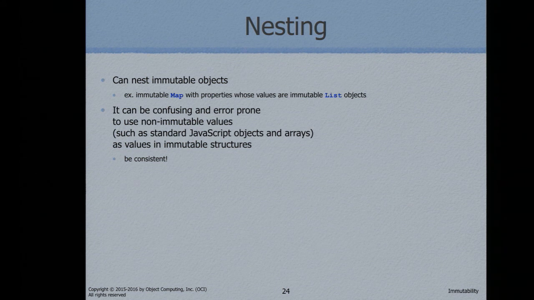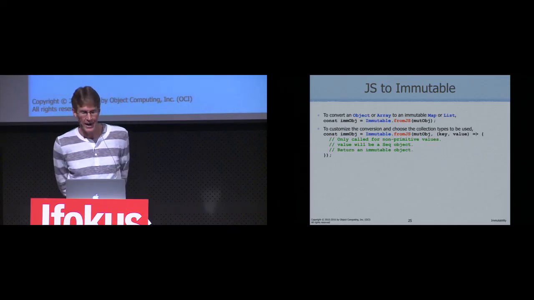So if I create one of these immutable maps, then it's a collection of key value pairs. The values can be any kind of value I like. It could be just a normal JavaScript array or a normal JavaScript object, but that's not really recommended because I'm now mixing immutable things and mutable things, and that gets confusing and it's kind of error prone. So it's recommended that you avoid that. And if you need to have a collection inside a collection, it should be another immutable one. So try to be consistent with that.